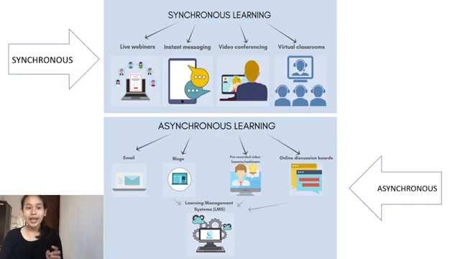And what is asynchronous learning? Asynchronous means at a different time. For example, like we usually use at Schoology, we have a discussion, and the students have a discussion on Schoology, and after that, at a different time, the teacher gives a comment or suggestion or assesses the students.